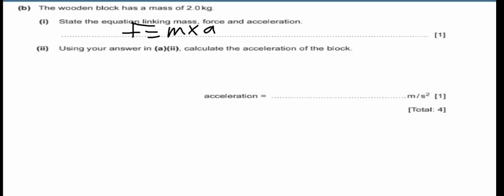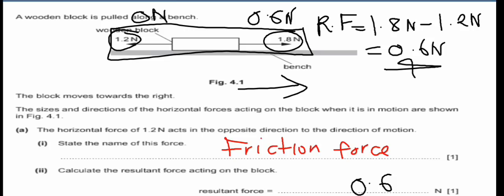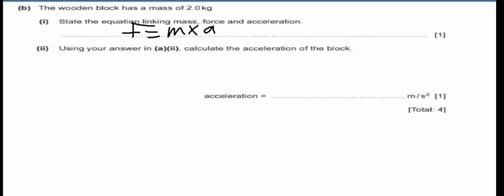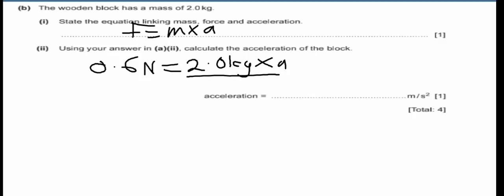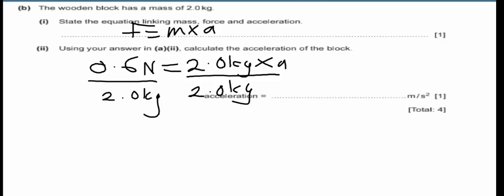Then as for Roman numeral number 2, it is saying, using your answer in Roman numeral number 2, which is for A, calculate the acceleration of the block. So we are going to say the resultant force now in A, Roman numeral number 2, is 0.6 newtons. Then as for the mass of the wooden block here, it is 2.0 kgs, multiplied by the acceleration. So once I divide by 2.0 kgs, even here by 2.0 kgs, these two are going to cancel each other. Therefore, I'm going to remain with a, which is the acceleration. So when I divide here, I'm going to get 0.3 meters per second squared.